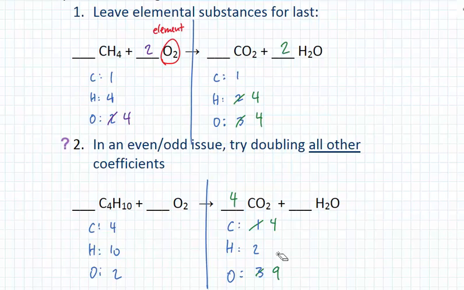What about H's? What do I have to put here to get H's to balance? What do you think? What X times 2 will equal 10? It's going to be 5. So 5 H2Os will give 10 H's total.